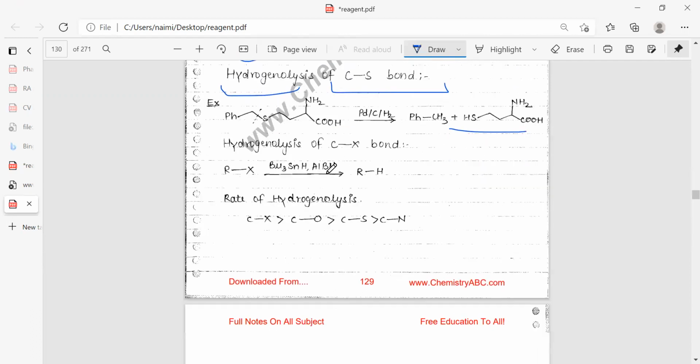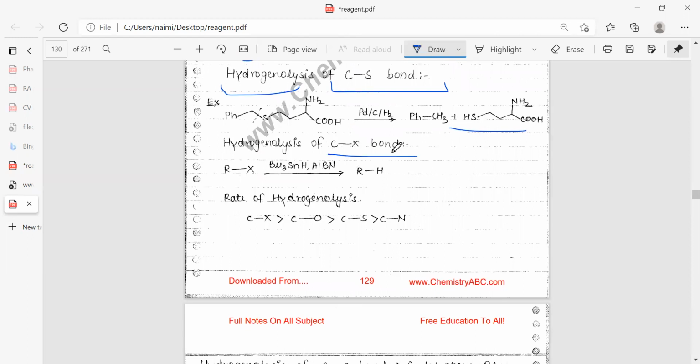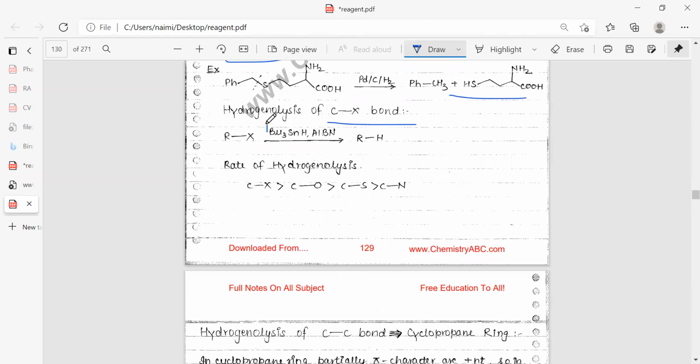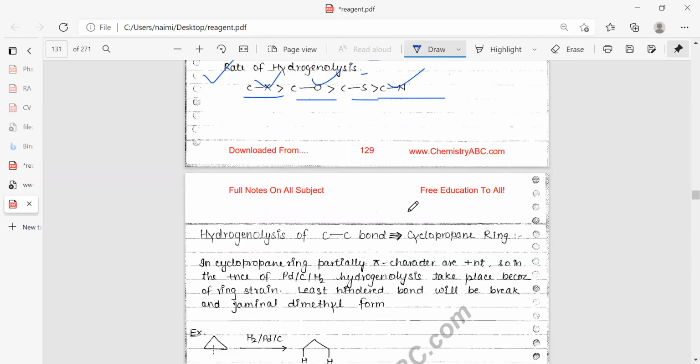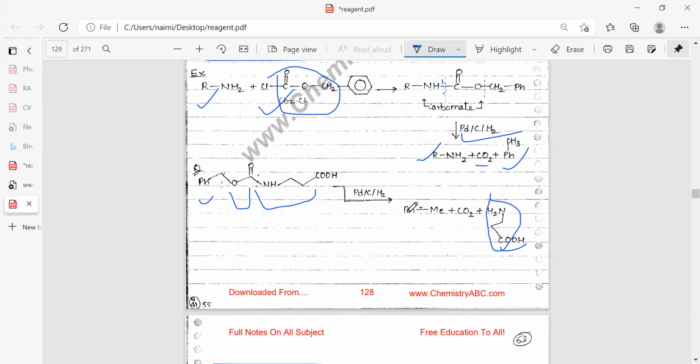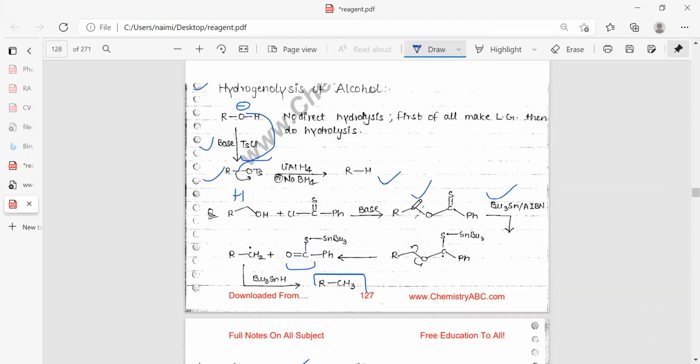Hydrogenolysis of the CX bond also takes place using tributyl tin hydride, so RX will be changed to RH. The rate of hydrogenolysis goes CX, CO, CS, CN: halogen will be released very easily, then oxygen, then sulfur, then nitrogen. So these are some applications of palladium on charcoal.